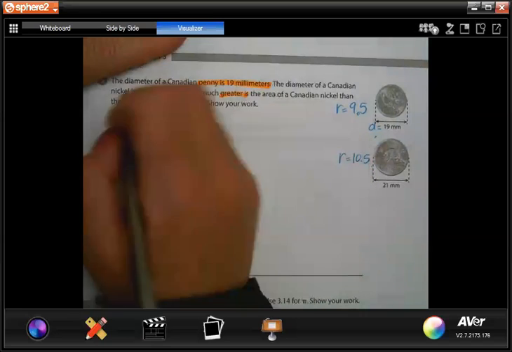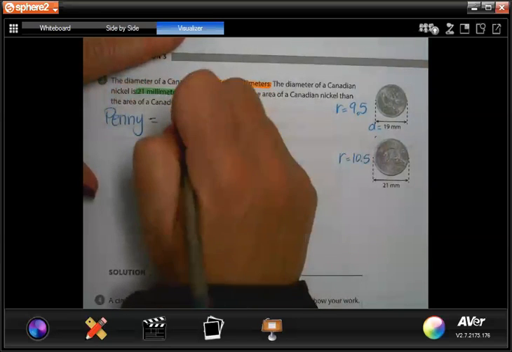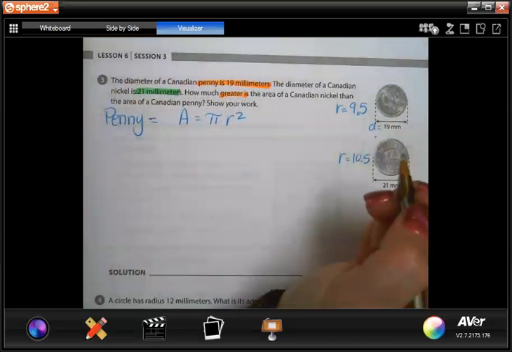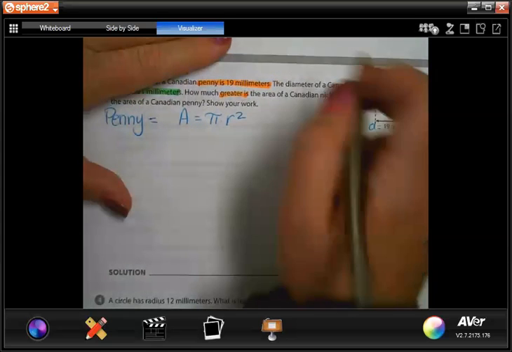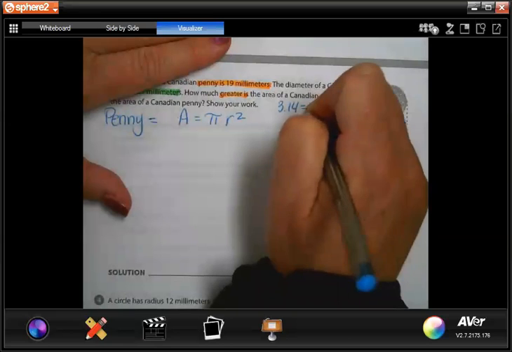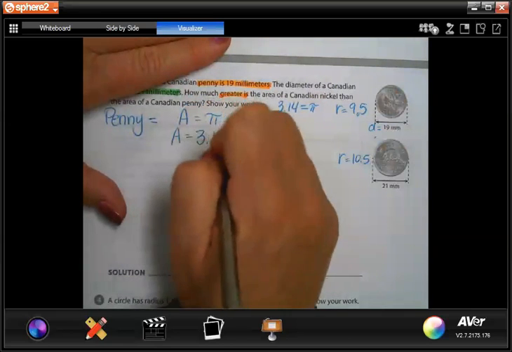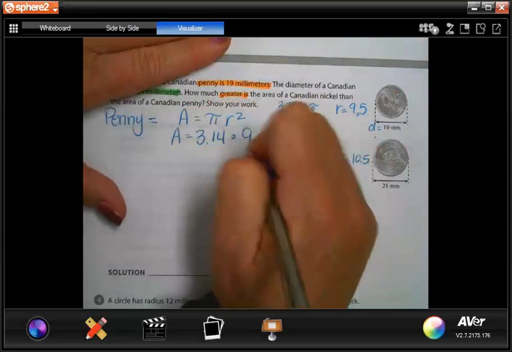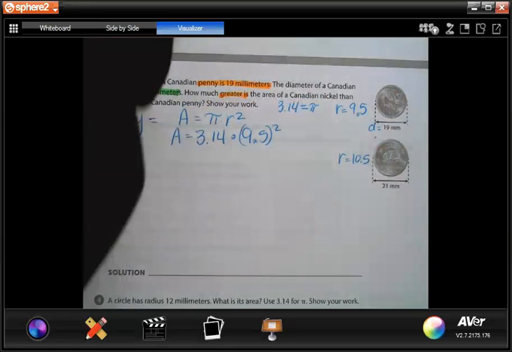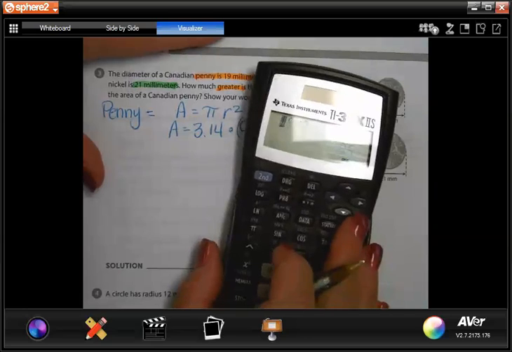So here's my penny. My penny's area equals pi times radius squared, and I'm actually going to solve this out. I'm going to use 3.14 for pi. So area equals 3.14 times 9.5 squared. And this is where you guys are more than welcome to use calculators today.